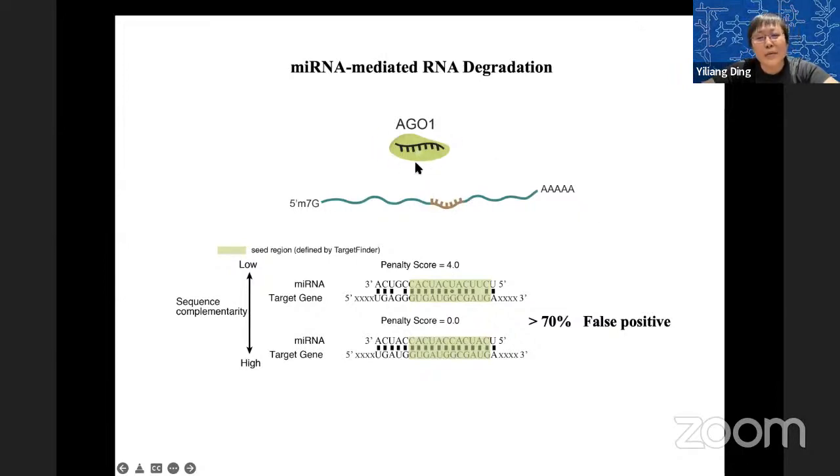So Argonaute protein will drive the microRNA to form base pairing with its target messenger RNA. Previously, people predicted target RNA based on sequence complementarity, but we know that 70% of this kind of prediction is false positive, which means even if you have perfect complementarity between microRNA and its target, sometimes this messenger RNA won't go into degradation. So then we wondered whether the structure has a function or contribution to this biological process.